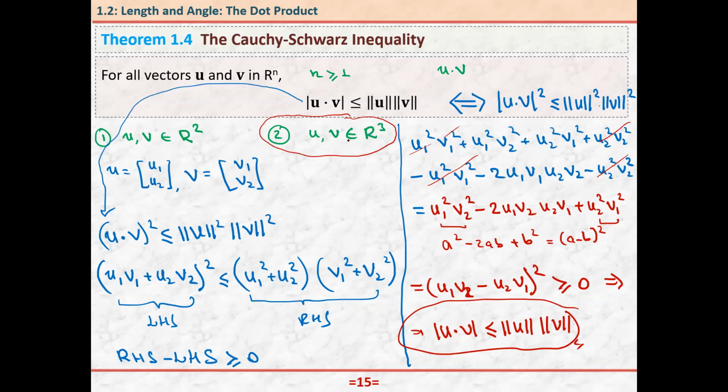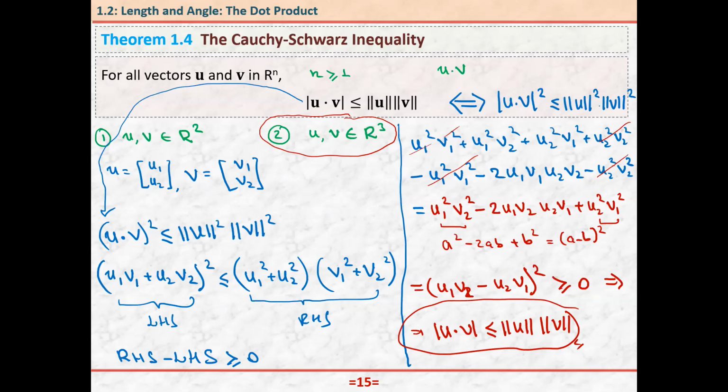How about if you take two vectors from three-dimensional space? Is it true or not? There are some different proofs. You can search on the internet and Google, and have a look to get some idea. Anyway, that is the Cauchy-Schwarz inequality.